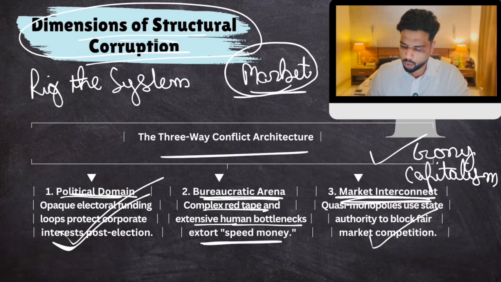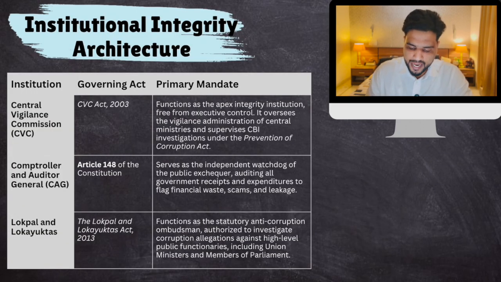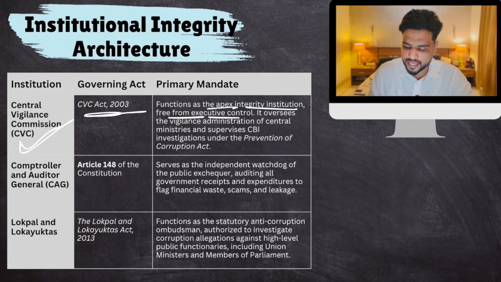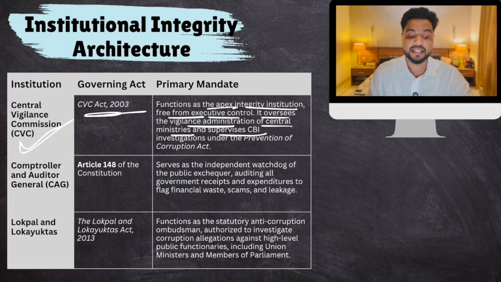Of course we have. What are those institutions? Well, we had the Central Vigilance Commission for public officials. It is a statutory body created by this law. It functions as the apex integrity institution free from executive control. It oversees vigilance administration of central ministries, supervises CBI, and conducts investigations as per the Prevention of Corruption Act.